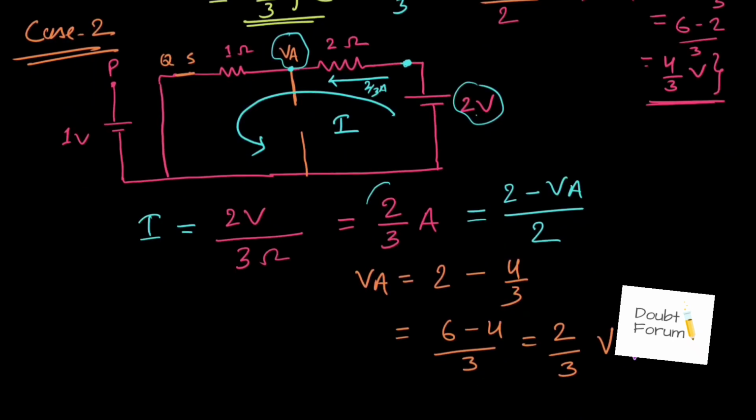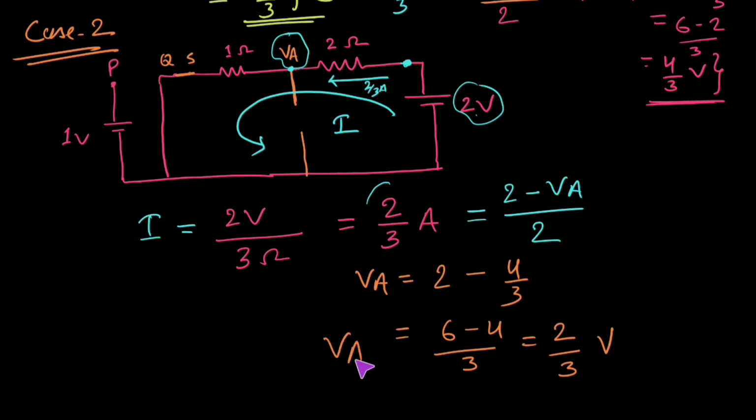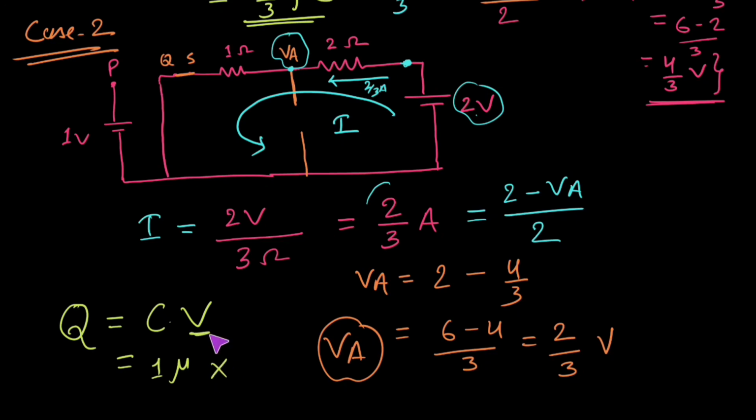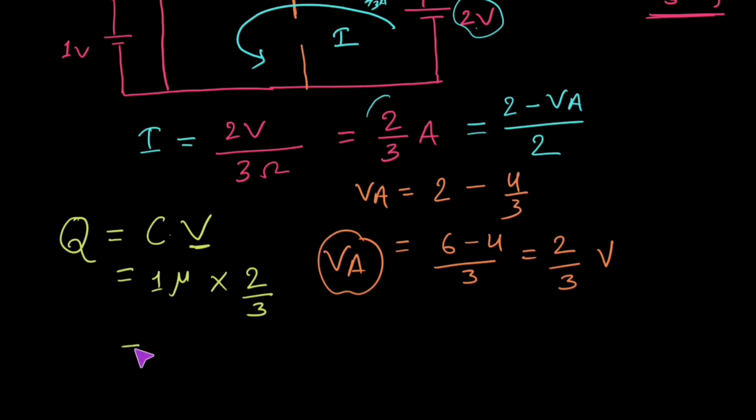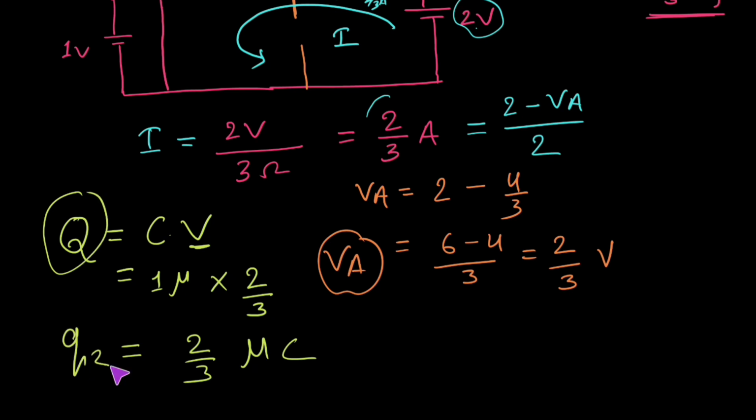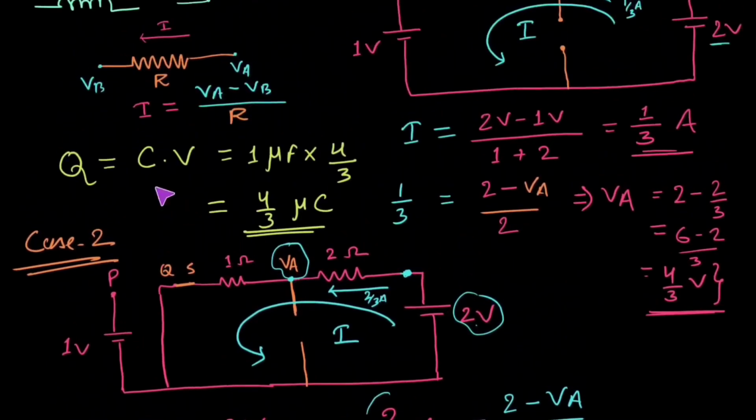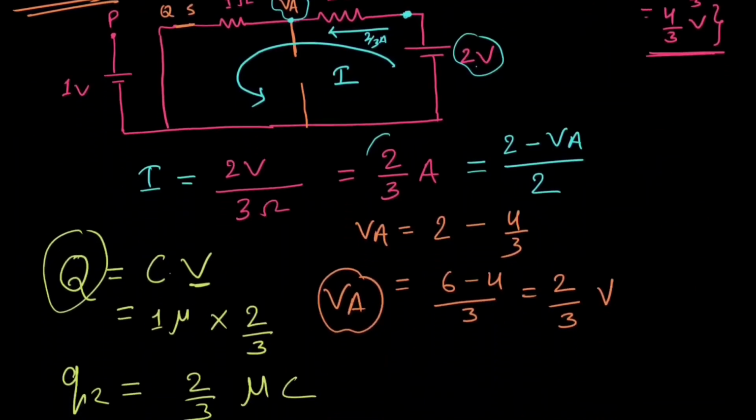When the value of VA is known to us, we can easily find the charge stored in the capacitor for case 2. The formula of charge is nothing but C times V. The value of C is 1 microfarad, and the value of voltage we have just calculated as 2 by 3 volt. So the charge stored for the second case would be 2 by 3 microcoulomb, and this charge is Q2. Earlier we calculated this charge as Q1. So these two are our answers.